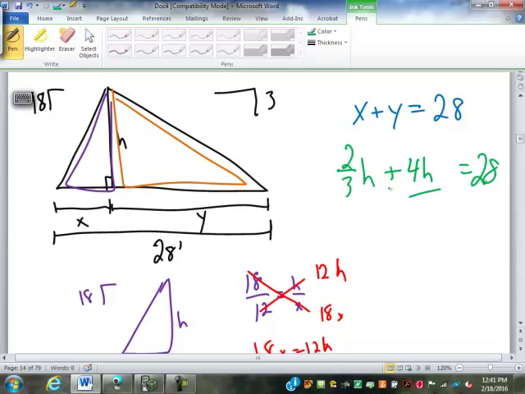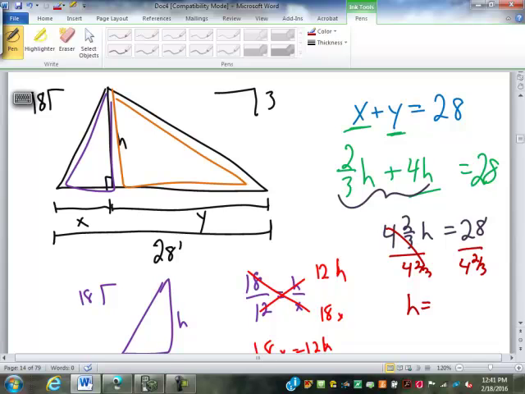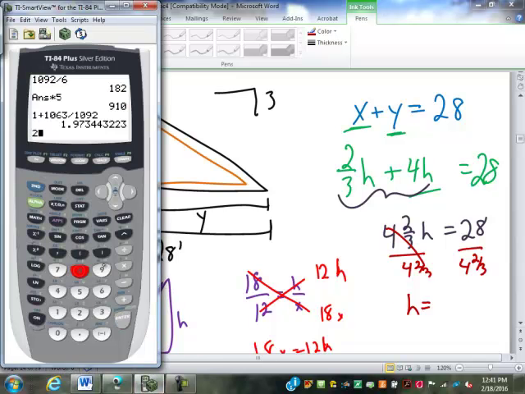Put in 4h for y. So I replaced the x with the 2/3 h and the y with the 4h. Now what? We combine the 2/3 and the 4h to get 4 and 2/3 h equals 28. And then divide by 4 and 2/3. So 28 divided by 4 and 2/3 is 6. H is 6.